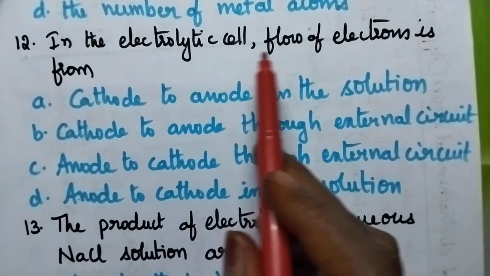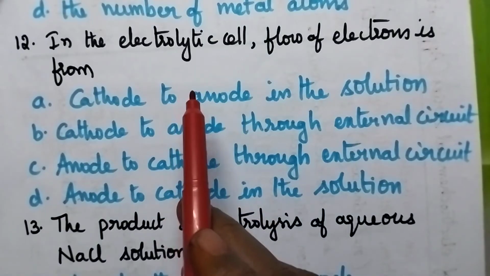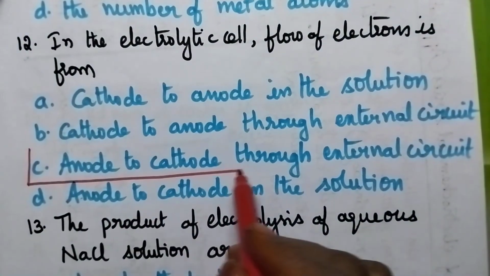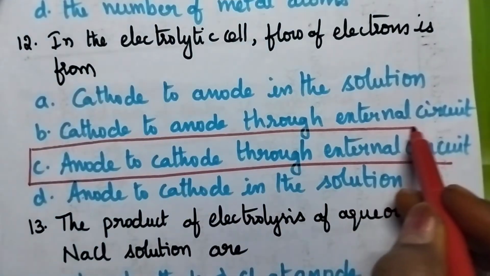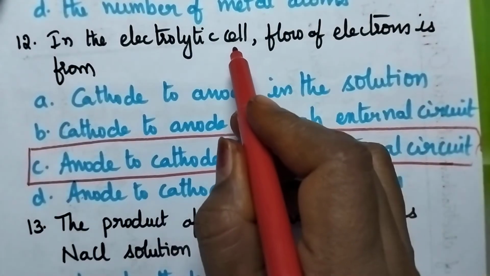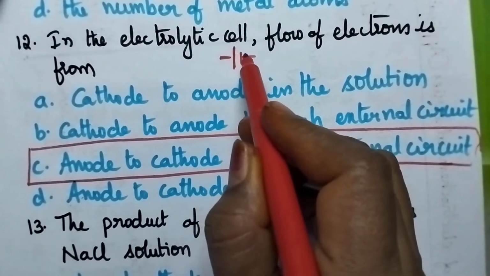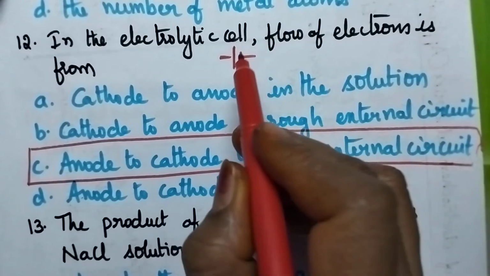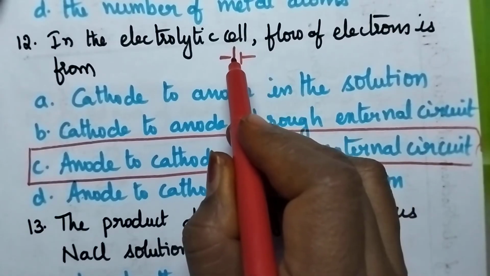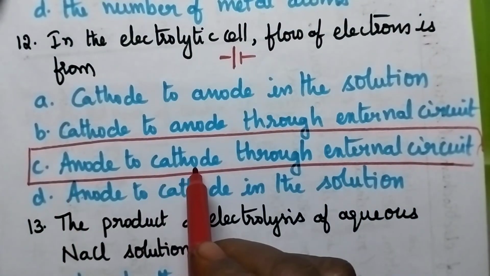In the electrolytic cell, flow of electrons is from. So in an electrolytic cell, always the flow of electrons takes place from anode to cathode through the external circuit. If we consider a battery, the current flows from anode to cathode internally. Coming to the flow of electrons, it takes place from cathode to anode internally, but coming to the external circuit, the flow of electrons takes place from anode to cathode.